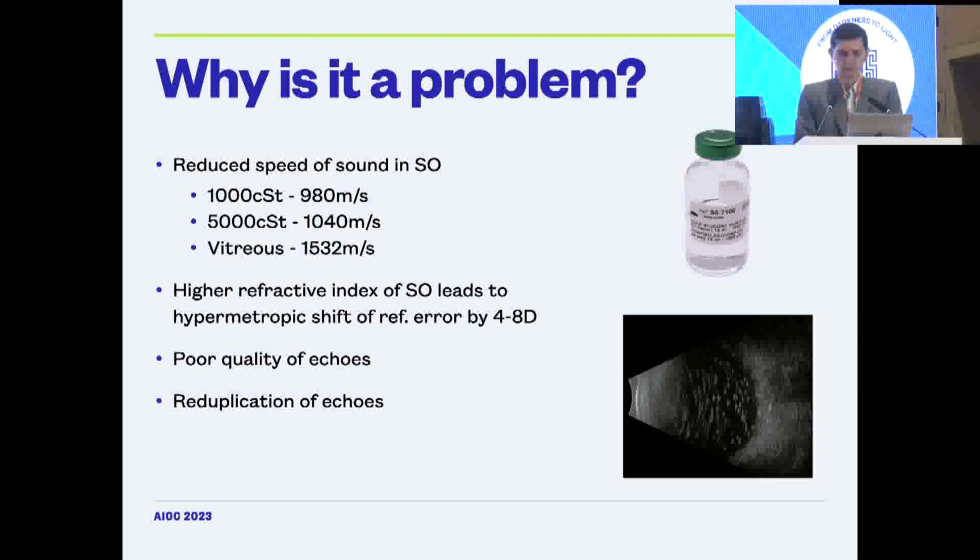That is one. The second issue is the higher refractive index of silicon oil leads to a hypermetropic shift of refractive error by approximately anything between 4 to 8 diopters. Also, we have poor quality of echoes, and there is reduplication of echoes because of the silicon oil itself. So getting the correct measurement of the axial length is an issue.